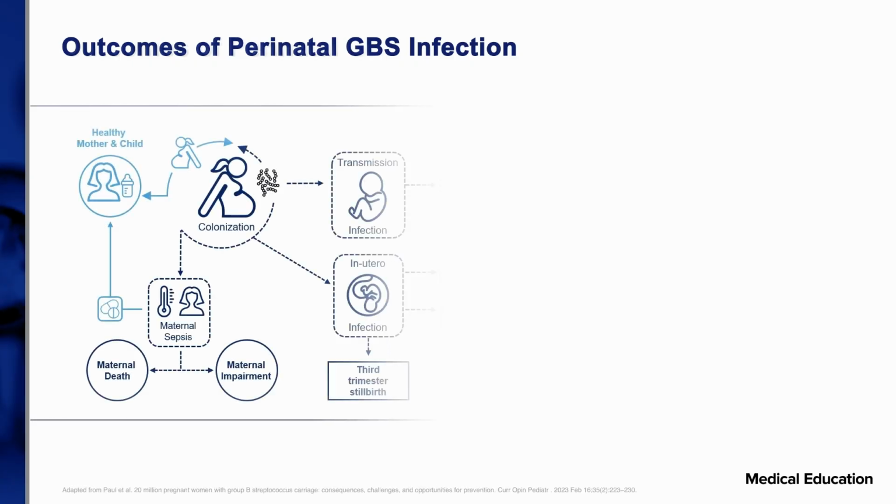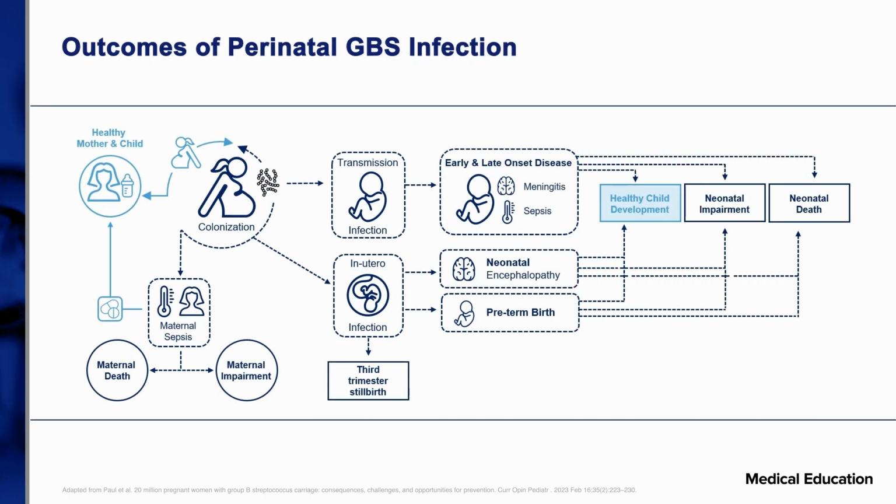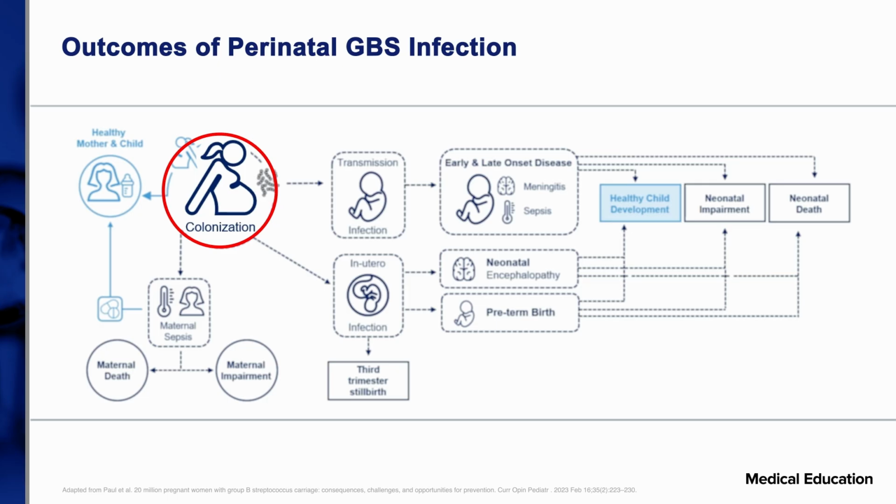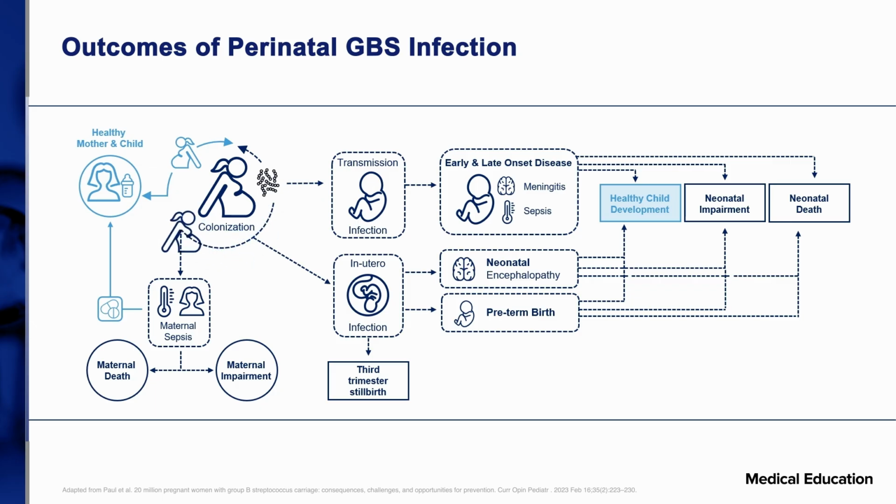All the scenarios that can occur during group B strep infection basically start with colonization of the mother. If the mother is colonized, the most important thing we're trying to avoid is that colonization leading to disease. The overall outcome we're looking for is a healthy mother and child. If colonization leads to an infection in the mother, we look at things like maternal sepsis, which can lead to either maternal death or maternal impairment.